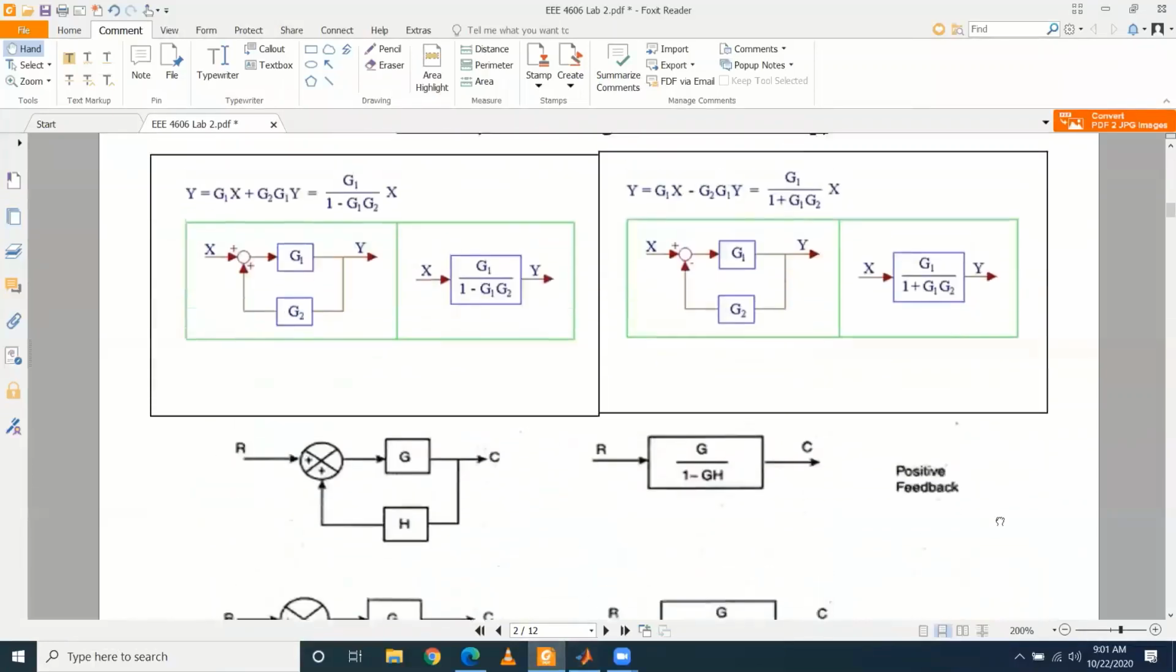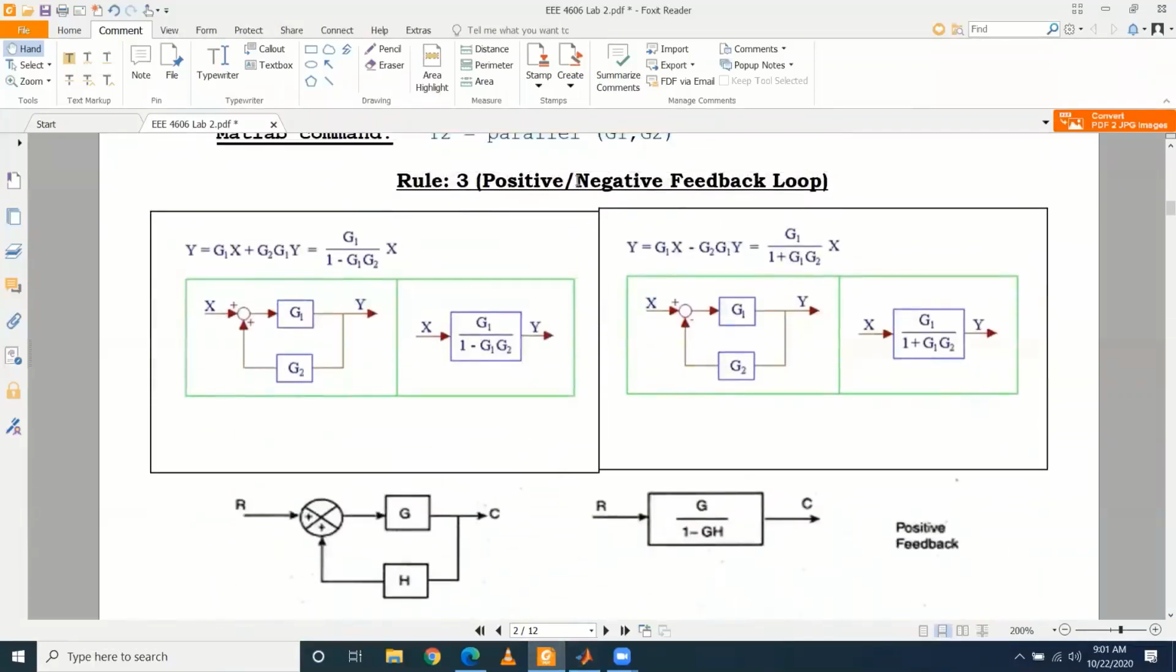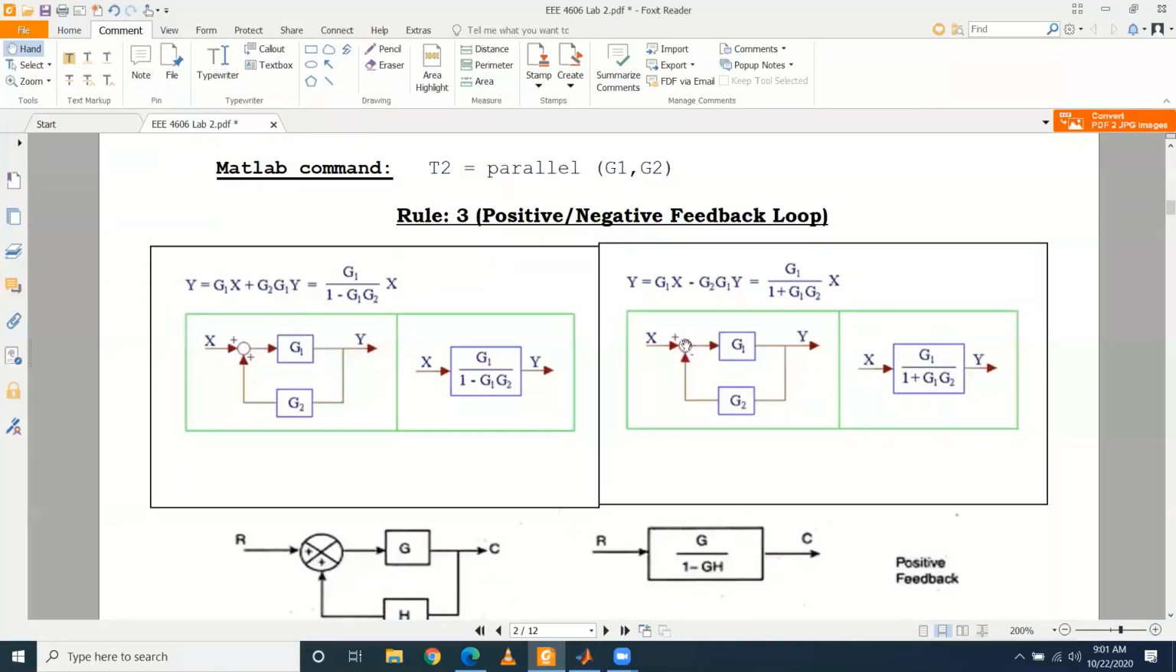The last simple configuration is the feedback configuration. You already know about this, positive feedback or negative feedback. Feedback basically means what? We have the input, it's going through a forward path represented by G1 in this case. Then we get the output, but the output is again fed back to the input. So the output goes through a feedback path with a transfer function of G2, then is added or subtracted from the input. If it's added with the input, we call it positive feedback. If it's subtracted from the input, we call it negative feedback.